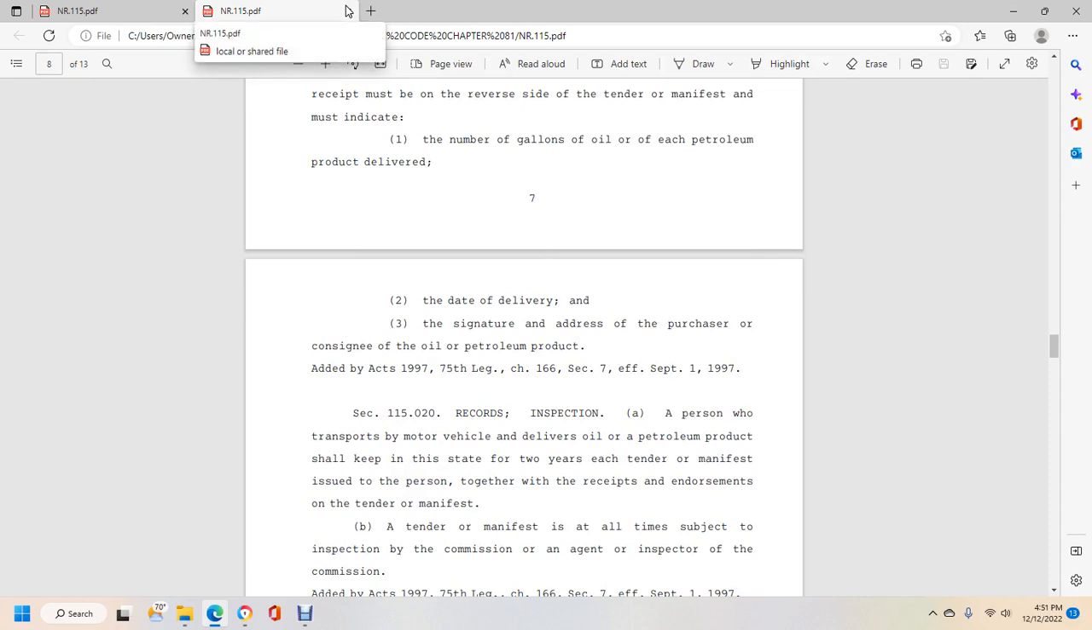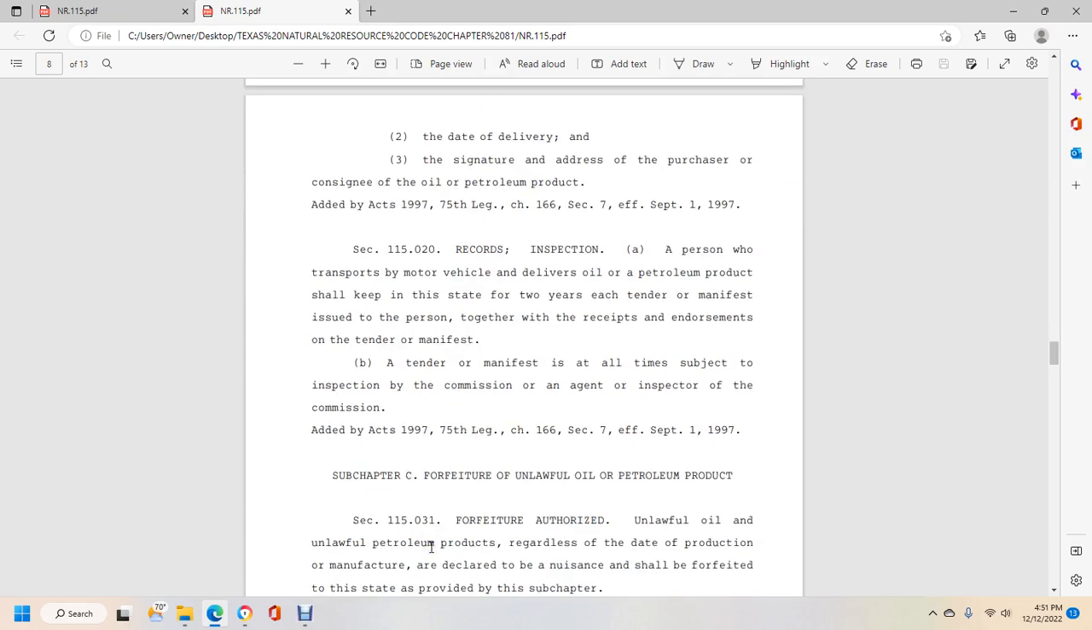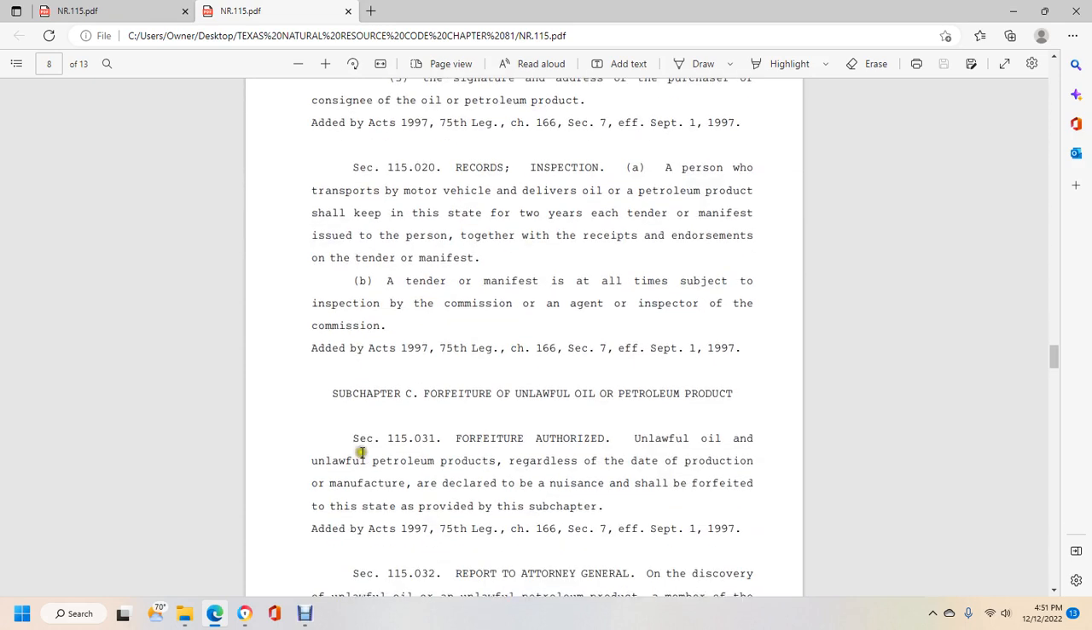Section 115.020, records and inspection. A person who transports by motor vehicle or delivers oil or petroleum product shall keep for two years each tender and manifest issued to the person, together with the receipt and endorsement of the tender or manifest. The tender or manifest is at all times subject to inspection by the commission and its agents or inspectors. Acts of 1997.